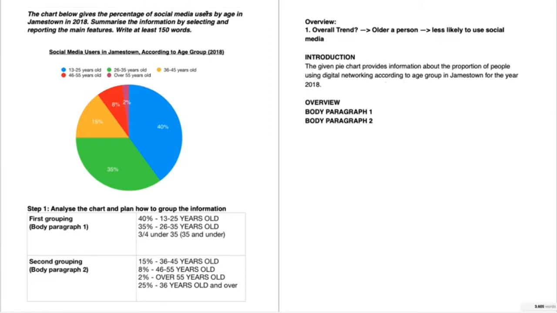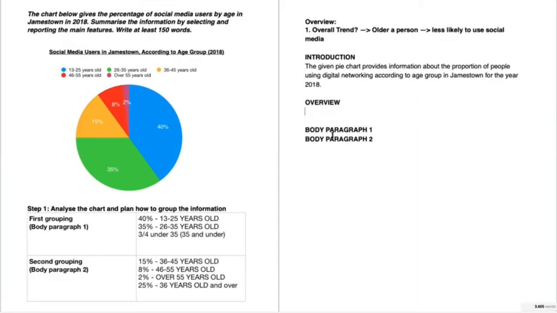And it says by age in our prompt, I've said according to age group. And of course, I've said in Jamestown for the year 2018. And that is basically a simple paraphrasing of what we see in our prompt. Again, with time and practice, you'll get a lot better at using synonyms and different ways to paraphrase. Now, let's go to our overview section.